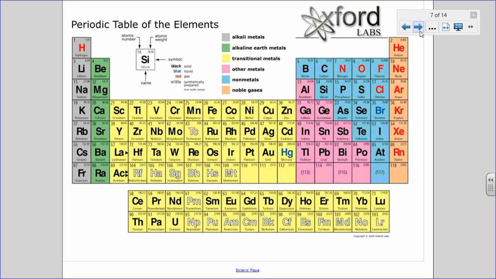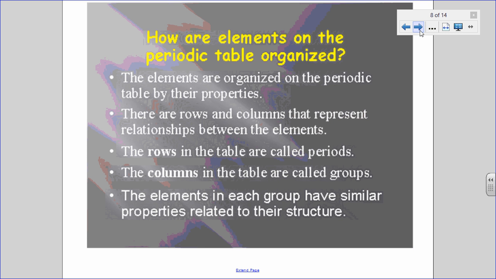Well, let's look at this periodic table and talk a little bit about how it's set up. First of all, how are the elements on the periodic table organized? Elements on the table are organized by their properties. And when we say properties, we mean what are some characteristics of these elements? And once scientists were able to figure out characteristics of the elements, they were able to group them according to these similar properties. On the table, you have rows and you have columns that represent relationships between the elements.